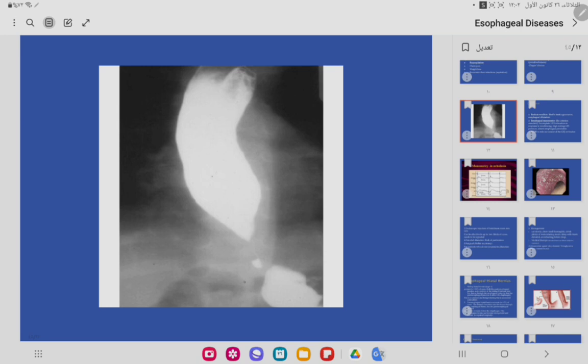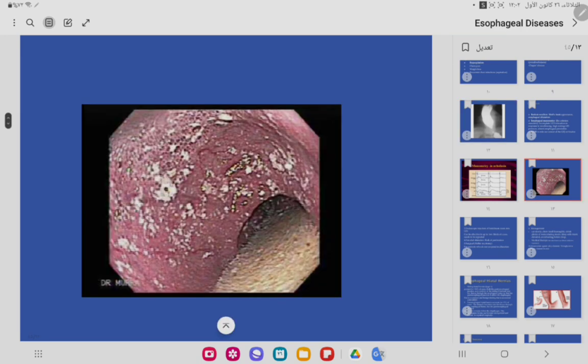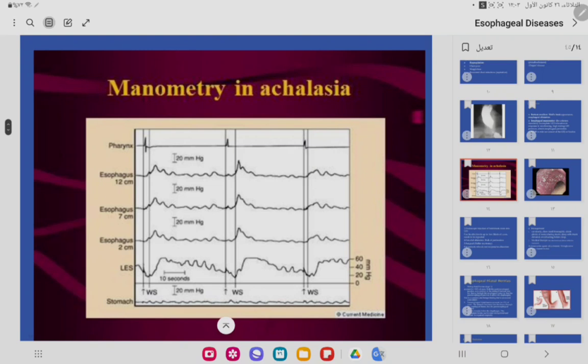Next. Due to the reflux, you can see this in the esophagus, from severe reflux of the gastric content and fluid. Next. This is the manometry here, and the pressure in the esophageal sphincter is very, very high. It should be lower than that. You can see almost absence of movement here. There should be more amplitude.